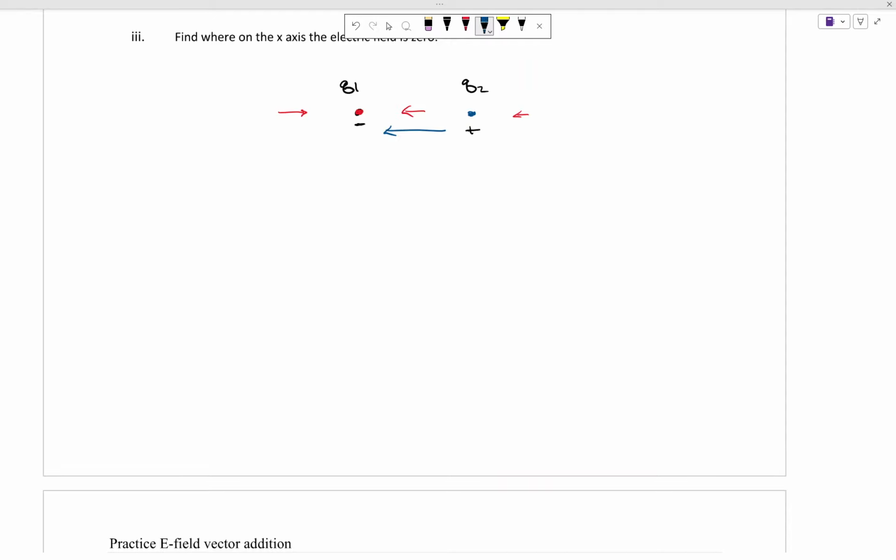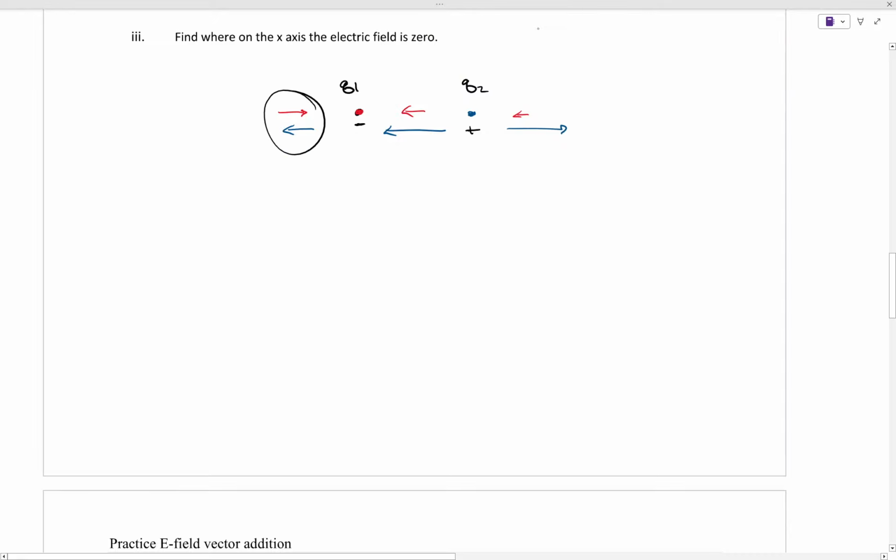And so what does that mean? Well, we'll end up with a cartoon that looks like this. Notice that in between they're pointing in the same direction, so they can't cancel there. To the right, they're pointing in opposite directions, but since we're closer to Q2 and Q2 is larger, it's going to be impossible for Q1 to cancel out Q2. And so the only place where these can actually cancel each other is going to be over here, to the left. And we can figure out exactly where that is if we do a little algebra.